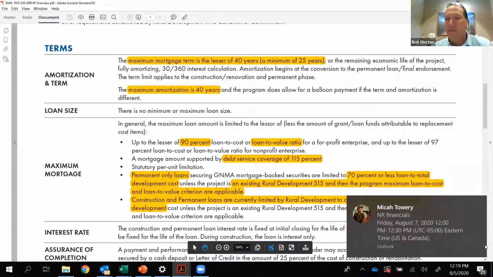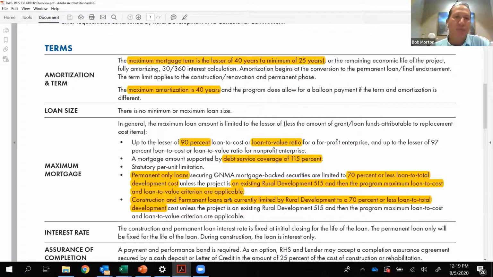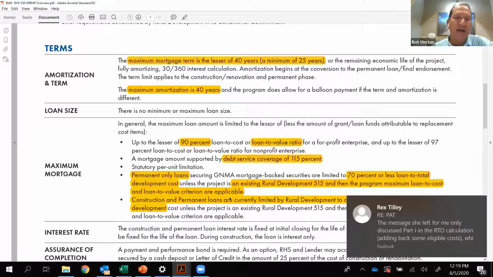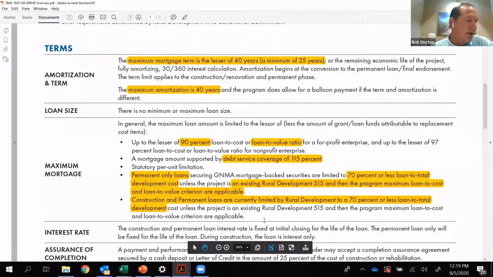That is one of the key items. We rarely ever get up to the loan to cost ratio of 90% or even 70%, because most of these transactions are done with tax credits. A high level of all of the deals that have been done in the country with this program have been in conjunction with low-income housing tax credits, both 9% and 4%. And we'll talk about that more in a little while.